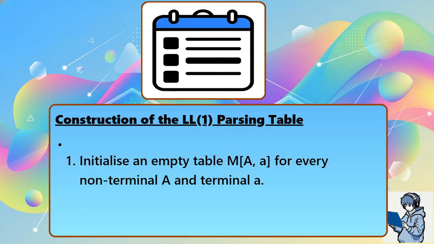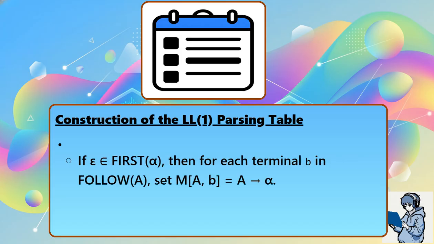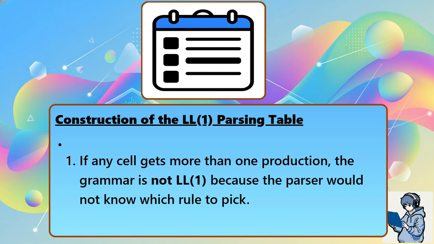Algorithm: initialize an empty table M[A, a] for every non-terminal A and terminal a. For each production A goes to alpha, for each terminal t in first of alpha, excluding epsilon, set M[A, t] equal to A goes to alpha. If epsilon is in first of alpha, then for each terminal b in follow of A, set M[A, b] equal to A goes to alpha. If any cell gets more than one production, the grammar is not LL1, because the parser would not know which rule to pick.